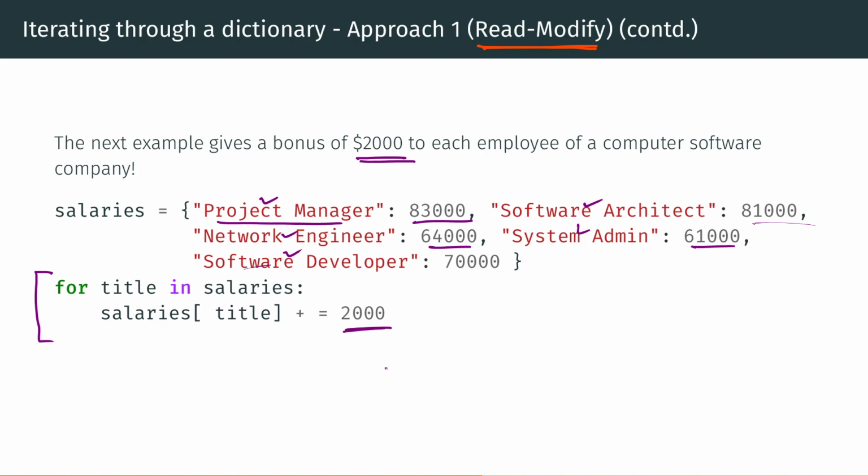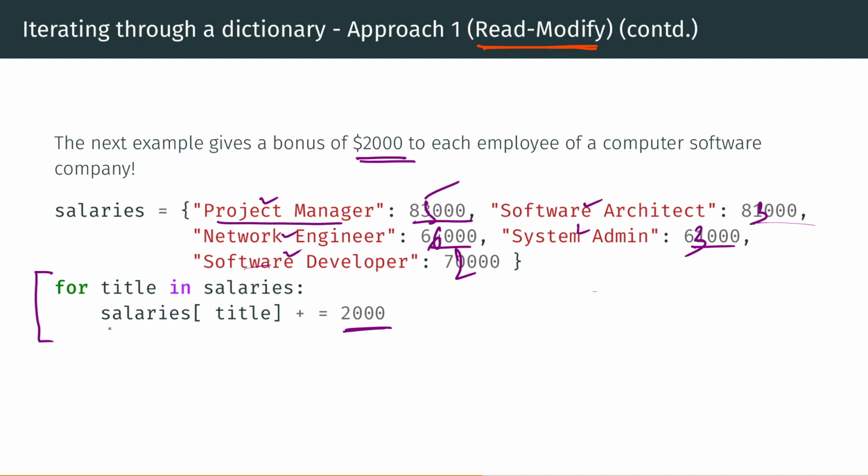Okay, so at the end of this loop right here, when you print the dictionary, each of these values would be increased by 2000. So this would be 85,000, this would be 83,000, this would be 66, 63, right, 72. Okay, each of these values would be increased by 2000.